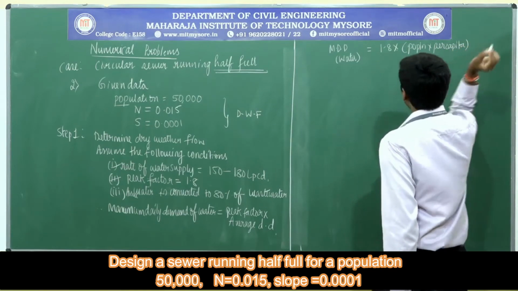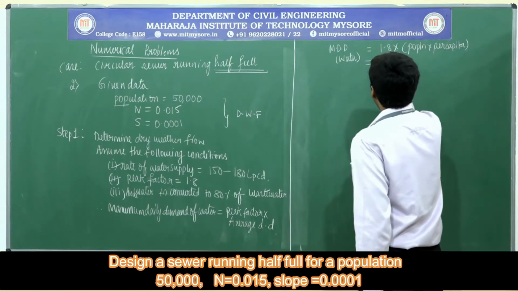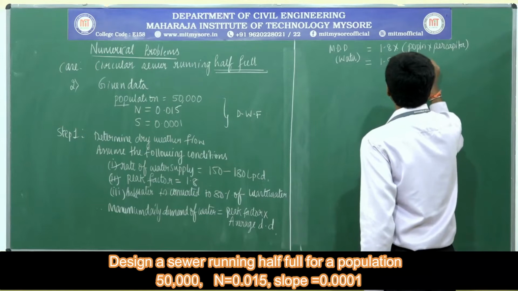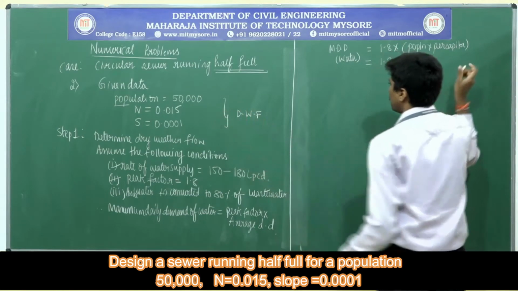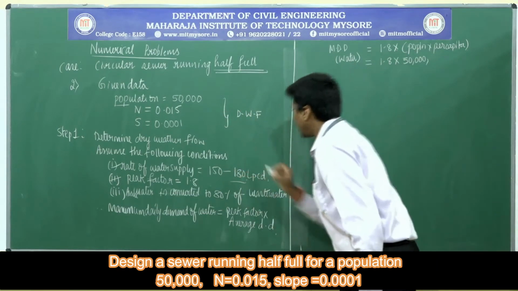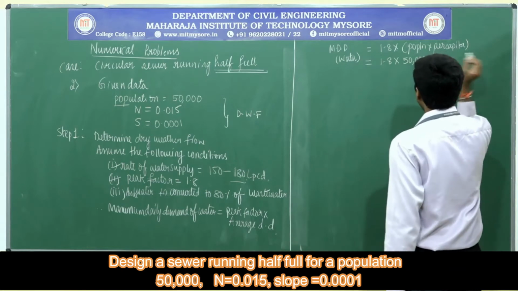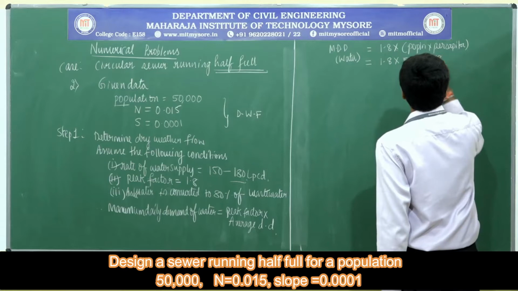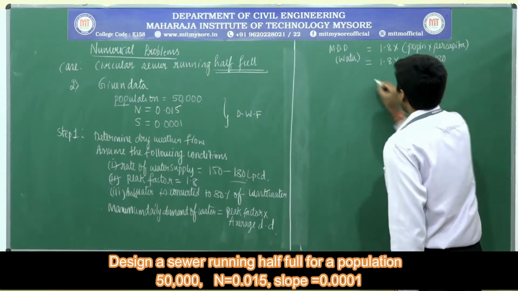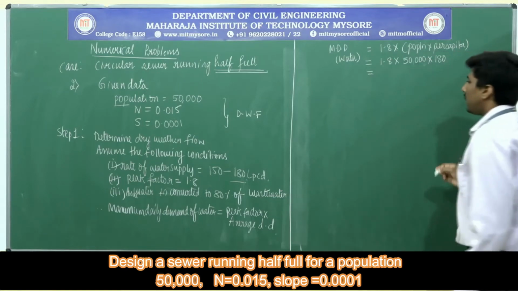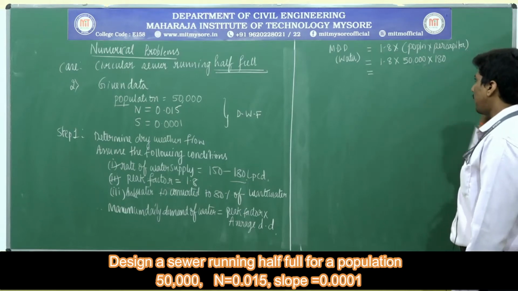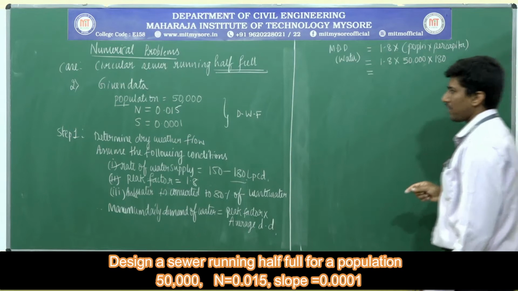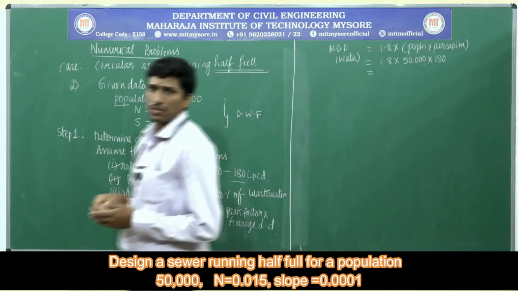So, when you have taken population into per capita, 1.8 into population is equal to 50,000, per capita let us take it as 180 LPCD, okay. So, let us get to know the calculation part. So, 1.8 into 50,000 into 180, okay, how much for this time?